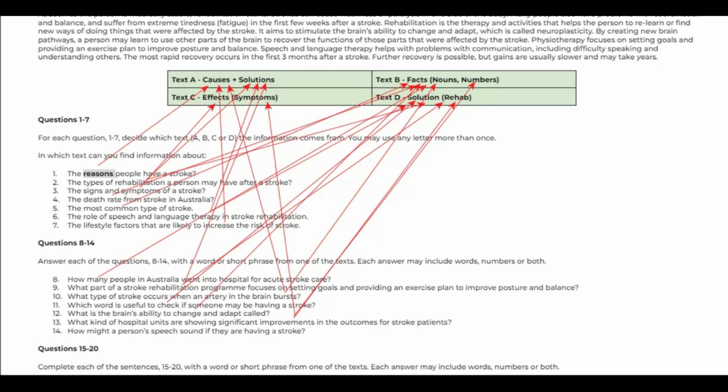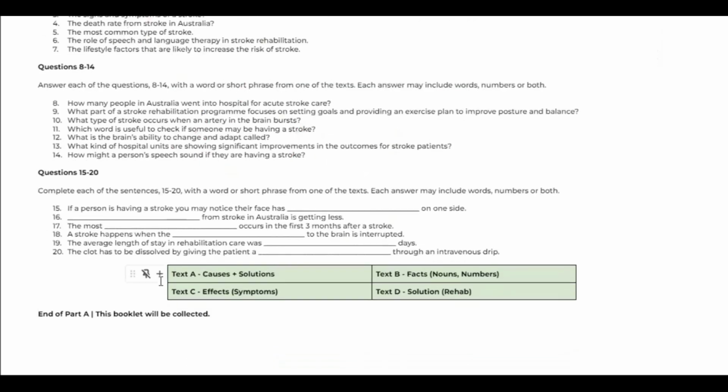All right. How might a person's speech sound? A speech sound means how the speech or the voice will change if they are having a stroke. That is in the effects area. If you want to know more about this one, I can show you more. Please give me some time. I'm going to show you the remaining 15 to 20 questions. All right. Now listen.